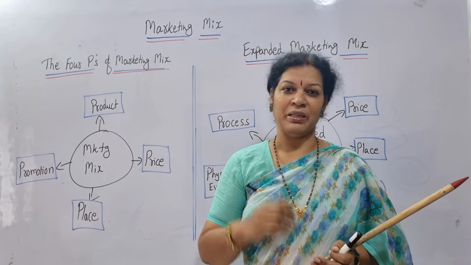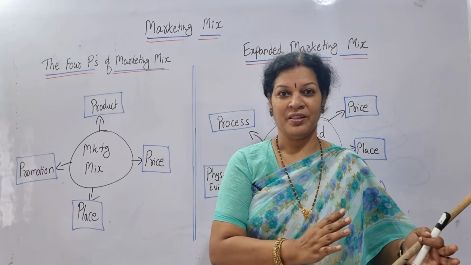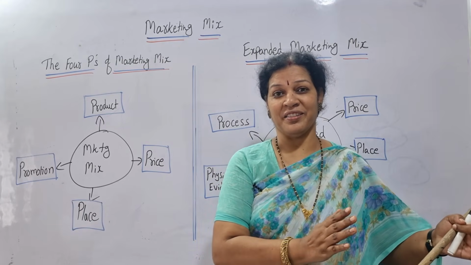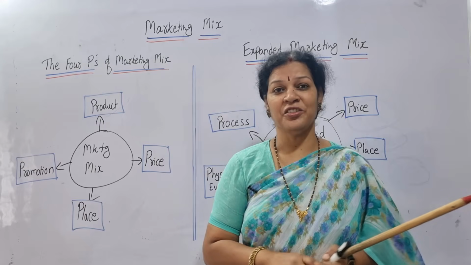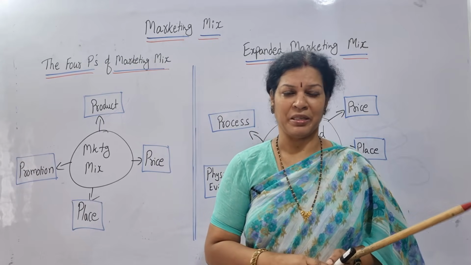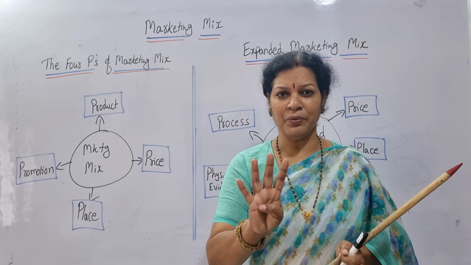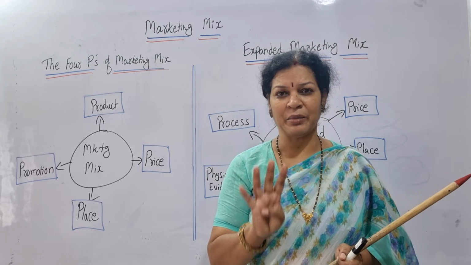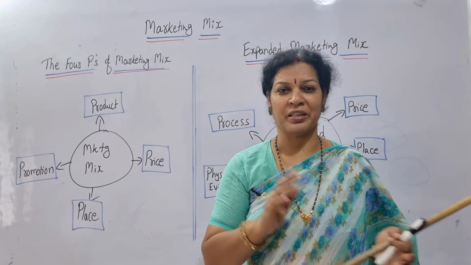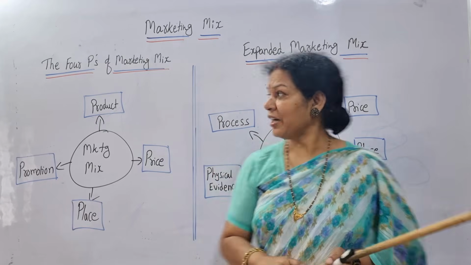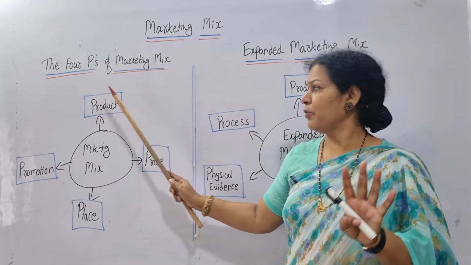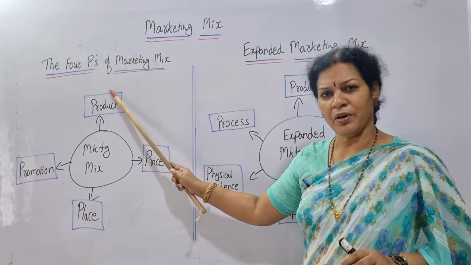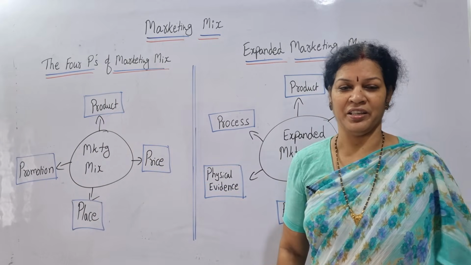Later it got developed. To these 4 P's, few more P's are added, 3 more P's are added. Then it has become the additional or otherwise new marketing mix. Traditionally we have 4 P's only, that is the marketing mix we say, or traditional marketing mix you can say. We'll discuss that first, the 4 P's of marketing mix. 4 P's means 1, 2, 3, 4, all starting with P only.